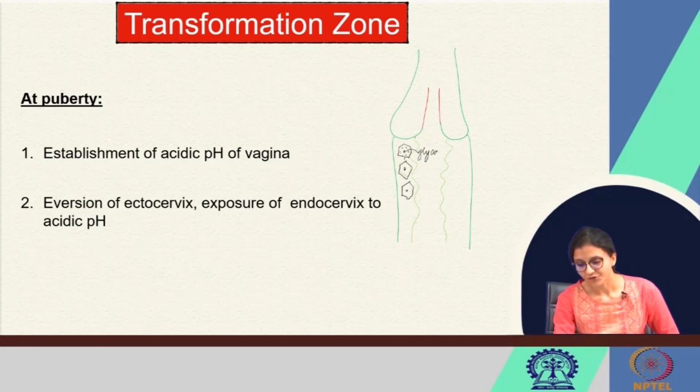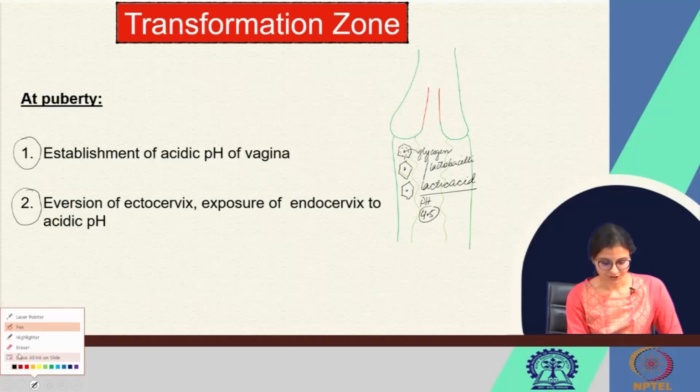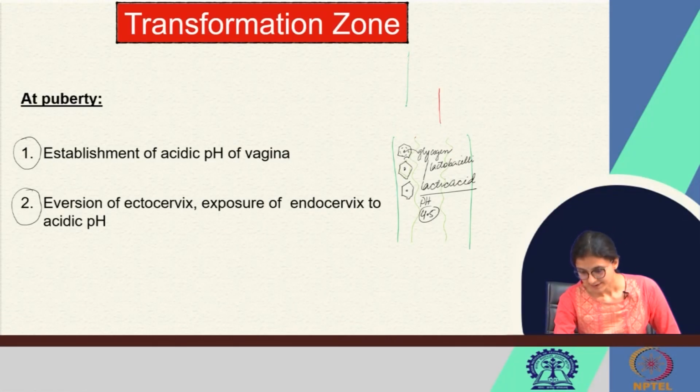This glycogen will be acted upon by lactobacillus to form lactic acid, which will convert the vaginal pH into acidic. pH becomes 4.5, acidic. So, number 1, establishment of acidic pH of vagina. Number 2, another thing that happens is there is slight eversion of this ectocervix. So, there is slight eversion.